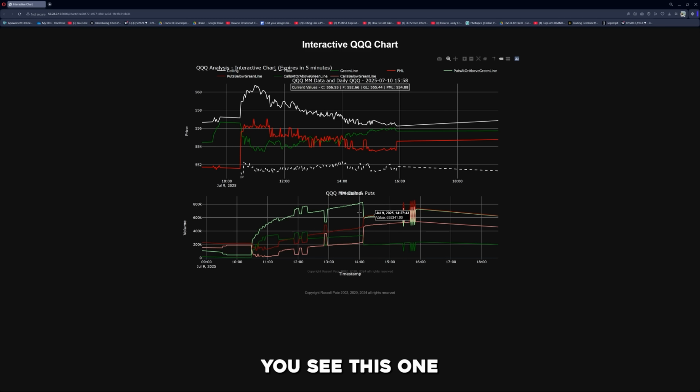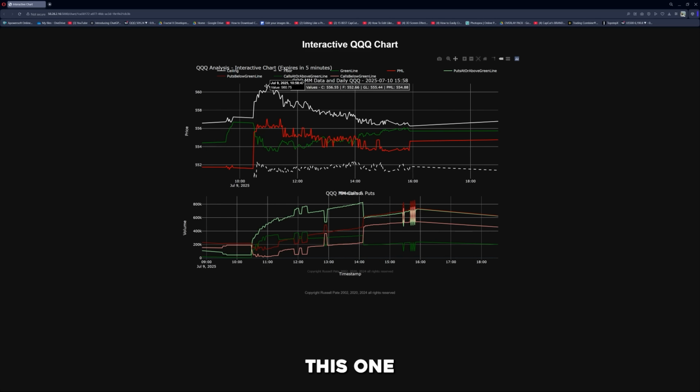Below, you see this one right here, that is the OMM, and this one is the ceiling and the floor. Remember we just talked about it. That is the ceiling, the positive exposure value for the downside. And this is the PML, the highest negative exposure value. That's what the PML is.